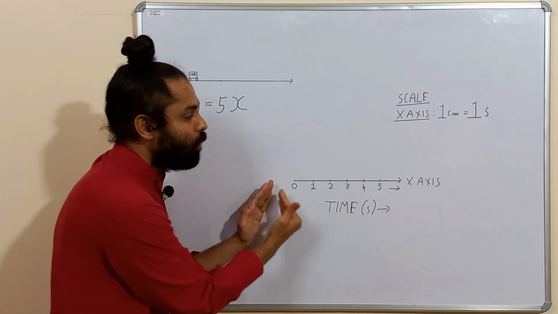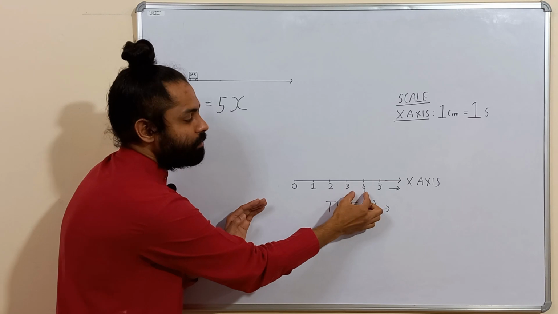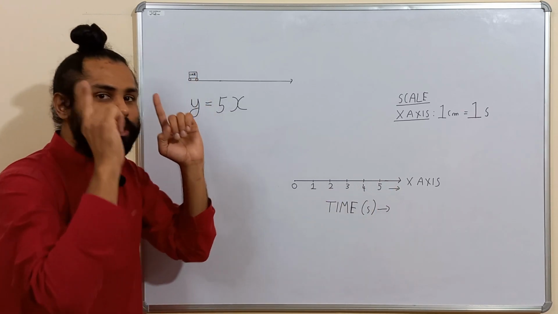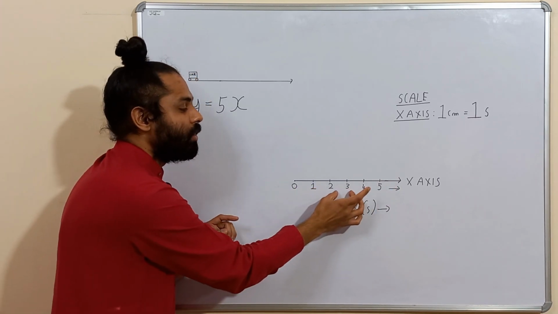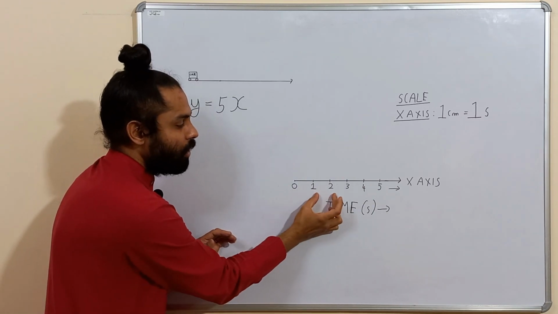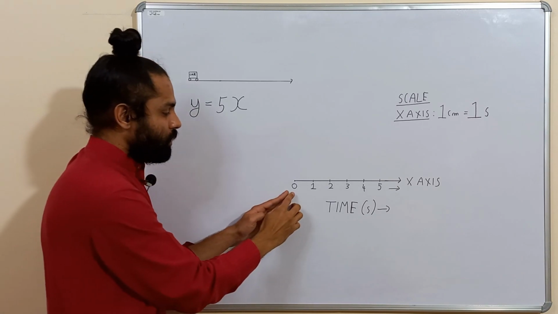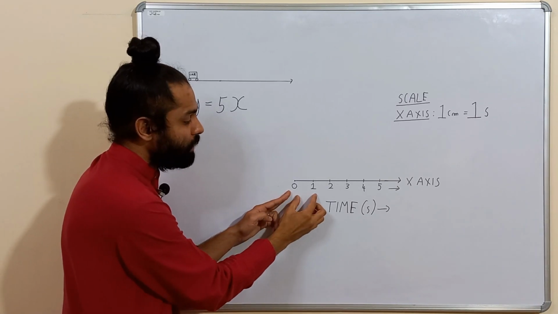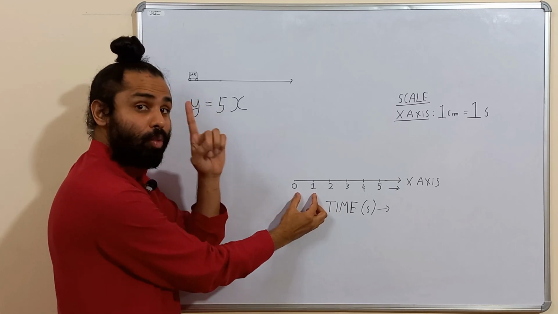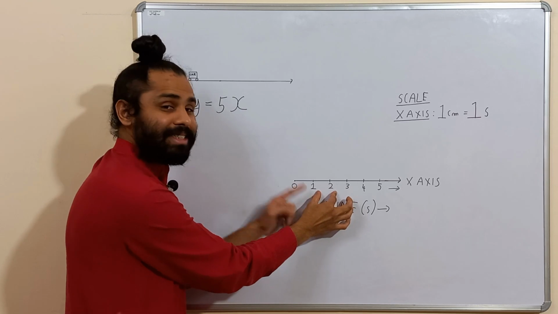In this case, how I have chosen to represent time is every 1 centimeter along this line represents 1 second. So in my diagram, 1 centimeter length along this line represents a time of 1 second. So start from 0, go to 1 centimeter along this line, and that for me is 1 second. From 1 to 2, another 1 centimeter, that's the second.